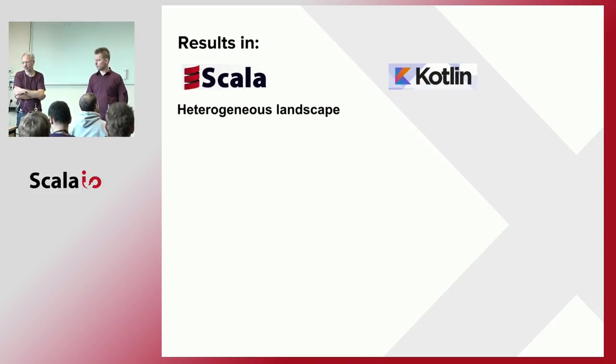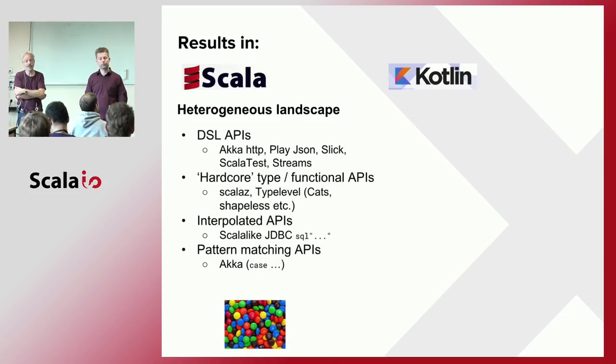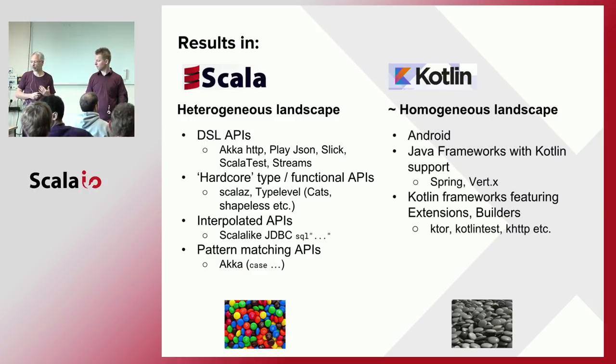What you get in Scala is a quite heterogeneous landscape. So we have very different kinds of APIs in Scala. You have DSLs. You have the functional parts. Also, for me, it's hard to choose which way do I go. You have string interpolation, again, a totally different approach, and you have Typesafe. Before, it was the most type-unsafe environment I've ever seen, which is kind of funny. Whereas Kotlin is more homogeneous. Of course, there's Android, it leverages existing Java frameworks, and it also creates its own.